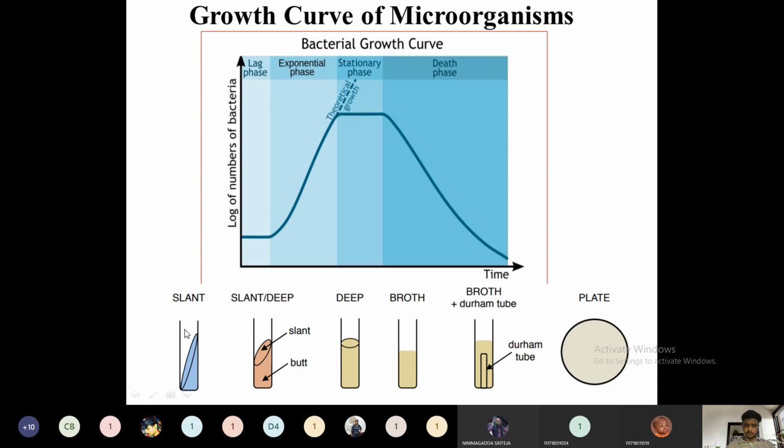In the inoculation procedure, inoculation is nothing but nutrient plus microorganisms. In order to provide growth for the microorganisms, we have to inoculate them. In inoculation, there are 6 techniques: slant, deep, broth plus Durham tube, plate, surface. Depending on the particular technique, we can have a large surface area or a low surface area. Depending on the particular application, we have to apply these inoculation techniques.